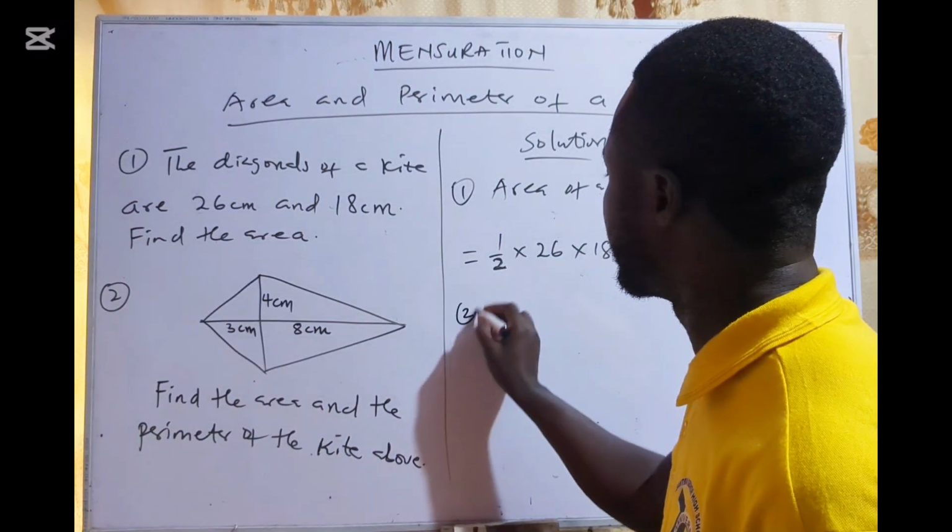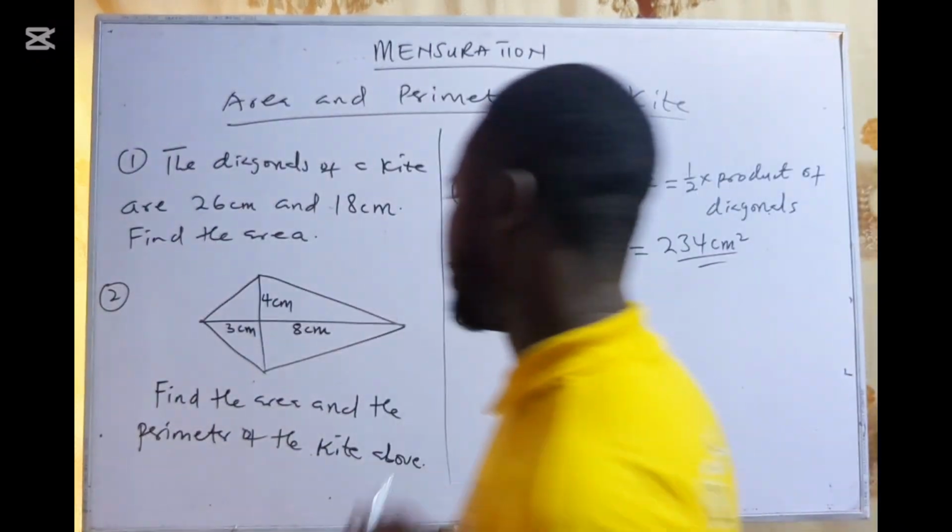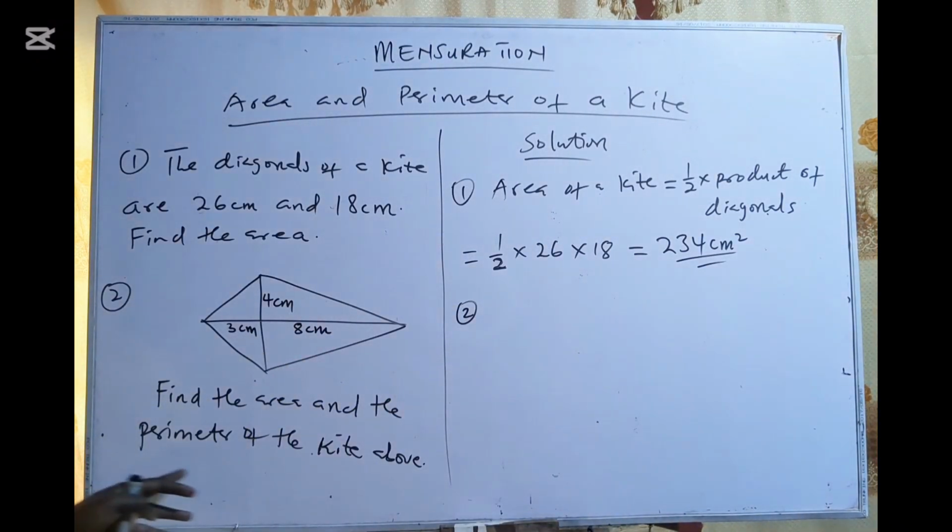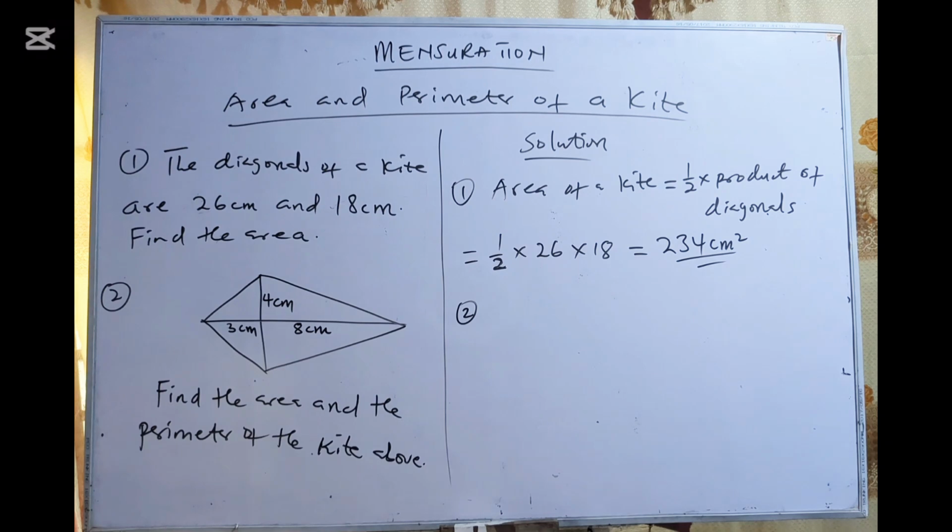Number two, this is the diagram, and we are asked to find what? The area and perimeter of the kite. The area and the perimeter. Alright. So we know the area is what? Half times the product of diagonals.